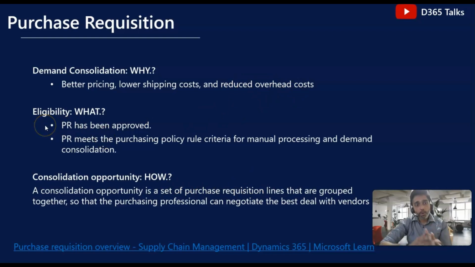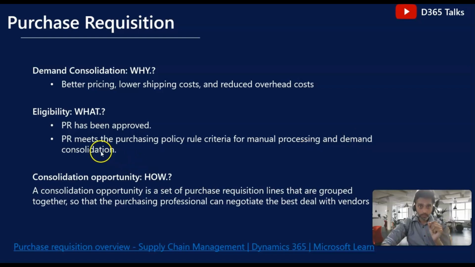And talking about the eligibility, or I would say the prerequisites: you need to have PRs which are approved, because only the approved PRs are considered for demand consolidation. And the PR meets the purchasing policy rule criteria for manual processing and demand consolidation. So if you want demand consolidation, the PR has to be eligible for manual processing. That's what we saw just now in this video. We have enabled manual processing for purchase order creation, and demand consolidation also should be enabled.